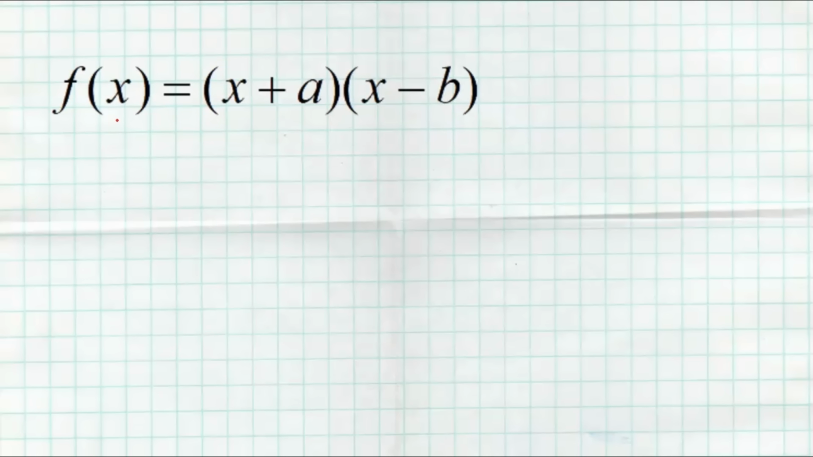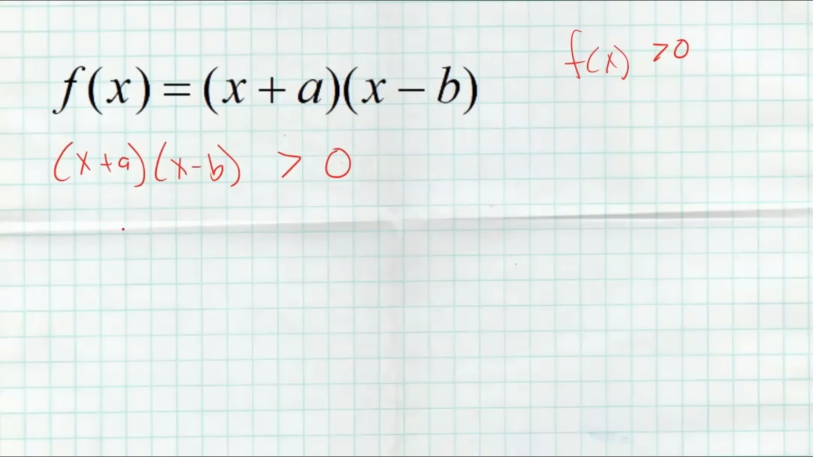So if we're looking for where this function is greater than 0, we're simply going to say, okay, where is the function greater than 0? So we're going to take (x + a)(x - b) and set it greater than 0. Now, if it's not already factored, factor it. That's what you need to do first. Then we have to get our solutions as if it was an equation. So again, that would be x = -a, and x = b.